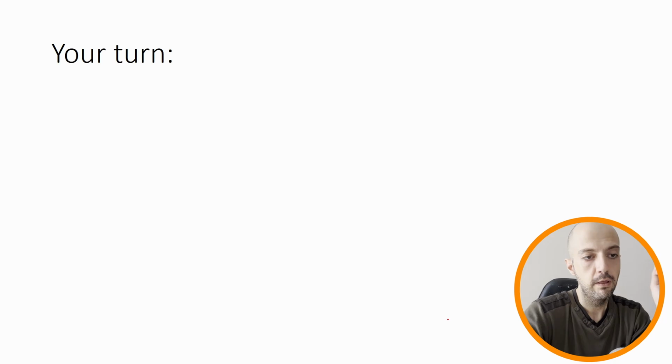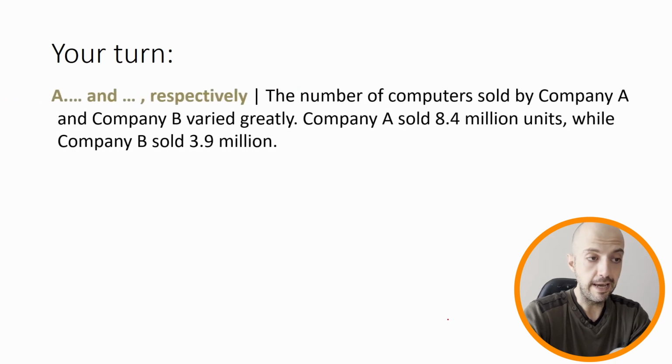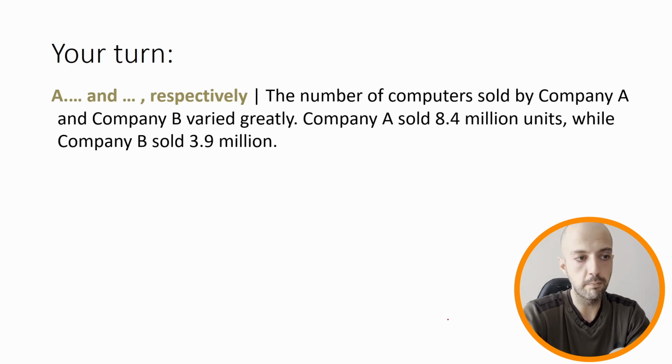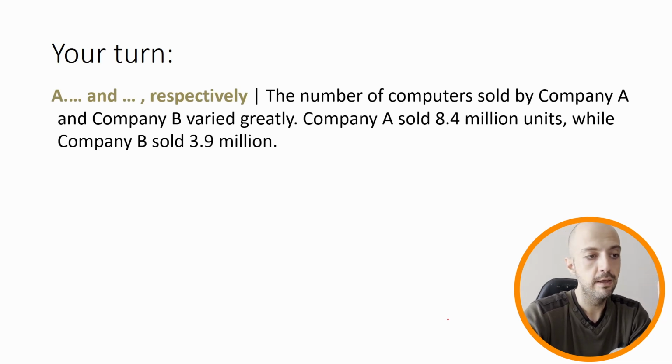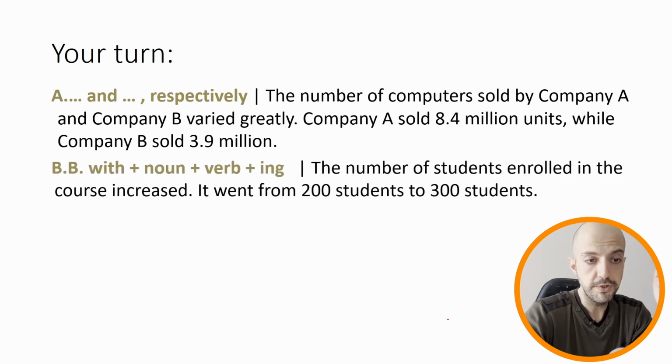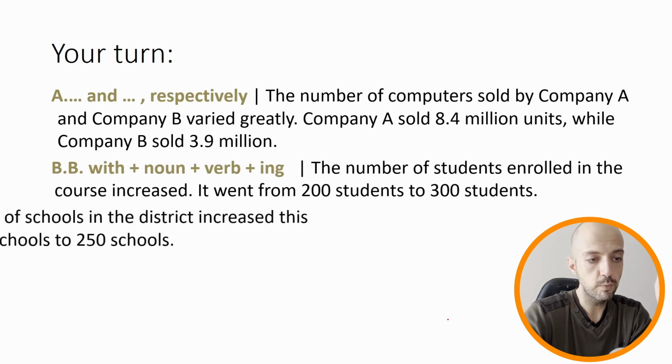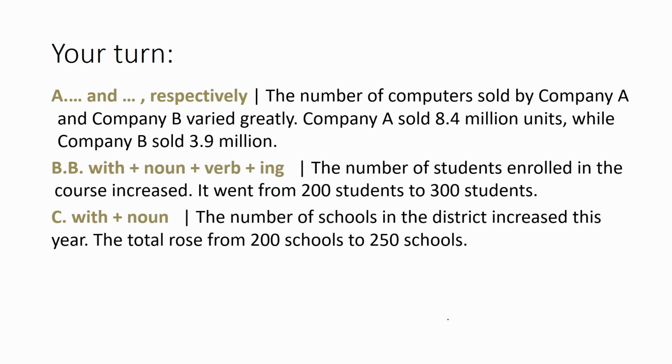So the first one. The number of computers sold by Company A and Company B varied greatly. Company A sold 8.4 million units, while Company B sold 3.9 million. So you're going to rewrite it using number and number, respectively. The second one, the number of students enrolled in the course increased. It went from 200 students to 300 students. The third one, the number of schools in this district increased this year. The total rose from 200 schools to 250 schools.